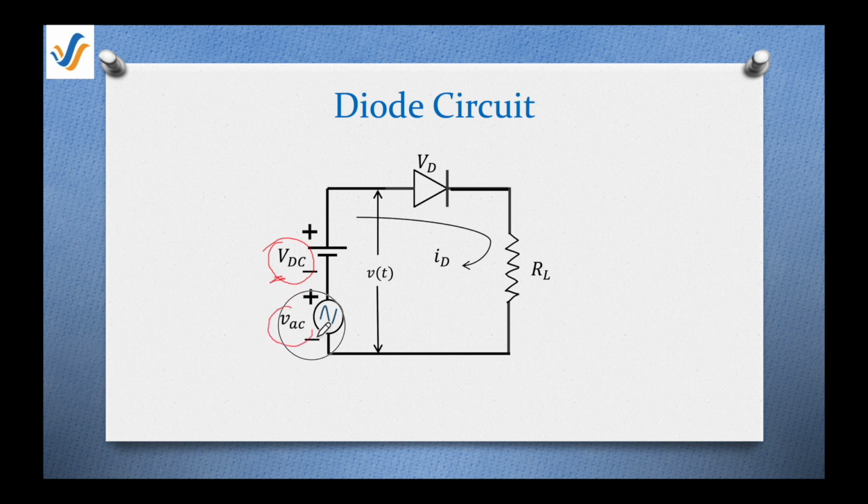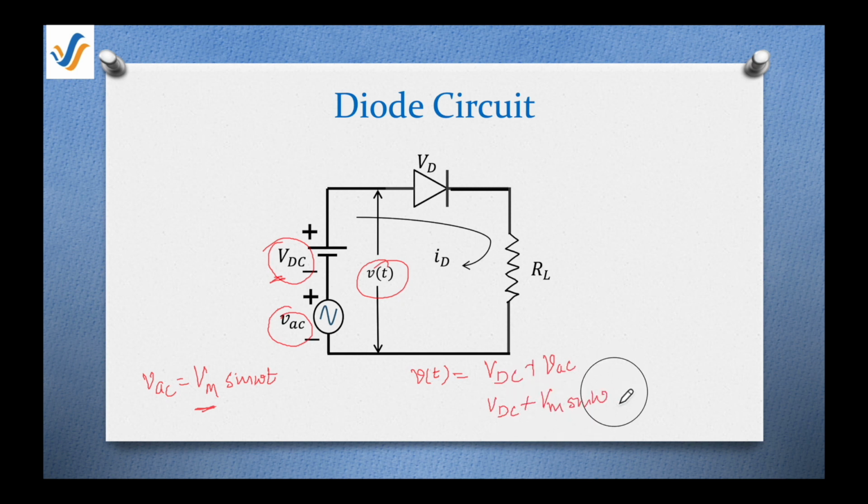And VAC is the AC signal, or we can say the small signal. We can write this VAC as Vm sine omega t, which means it is a sinusoidal signal, where Vm is the amplitude of this AC signal. Now the net voltage Vt will be the sum of the DC voltage and this AC voltage, or we can write it as VDC plus Vm sine omega t. So this is the net voltage in the circuit. Here ID is the total current in the circuit.